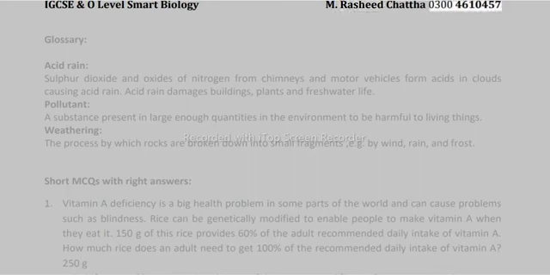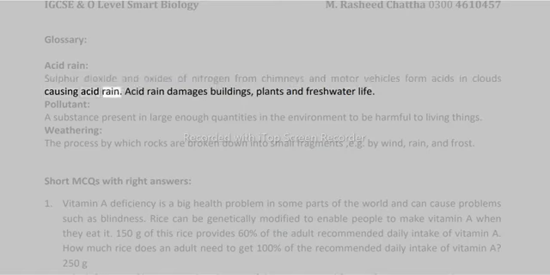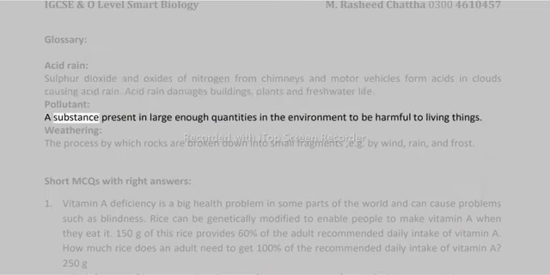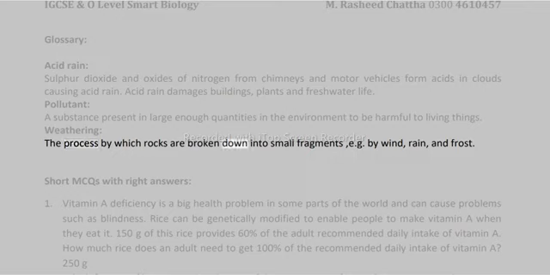Glossary. Acid rain: sulfur dioxide and oxides of nitrogen from chimneys and motor vehicles form acids in clouds causing acid rain. Acid rain damages buildings, plants and freshwater life. Pollutant: a substance present in large enough quantities in the environment to be harmful to living things. Weathering: the process by which rocks are broken down into small fragments, e.g. by wind, rain, and frost.